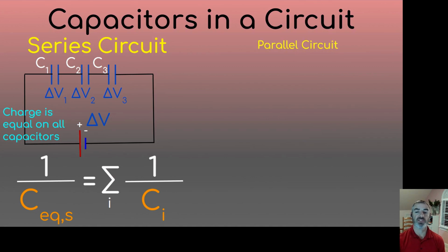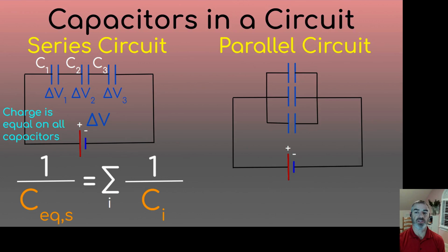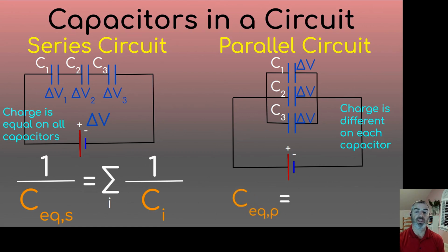Now, in a parallel circuit, the capacitors are set up in parallel. It means that there's multiple paths that the charge can take. So we're moving charge off of each of the individual capacitors through the battery. And if they have different values, that means the charge is going to be different on each of the capacitors. But the potential difference is what's the same. So to calculate the equivalent capacitance in parallel, we just simply add the values of the capacitors together.